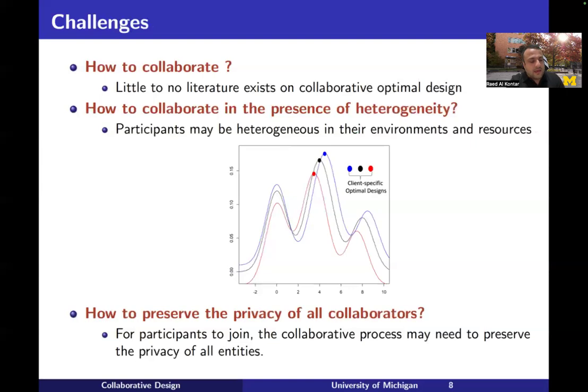One is how to collaborate. There is not much literature, unfortunately, on collaborative optimal design or Bayesian optimization, okay? The second challenge that we have is how do we collaborate in the presence of heterogeneity? Take this example here, okay? You can see that the black box functions across the different printers have some differences. They still have some commonalities, but it doesn't mean the optimal solution for one is optimal exactly for the other, okay?